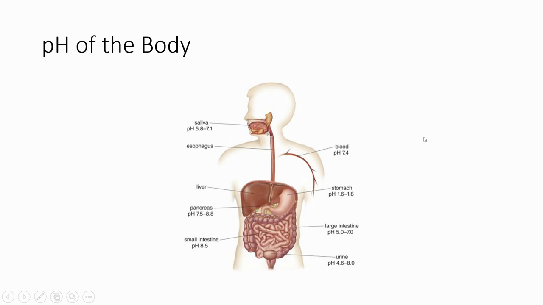And I thought this was kind of an interesting picture to show the different pHs of the different parts of our body. So, like our stomach is quite acidic, very acidic. Most things are pretty close to neutral or acidic. This is probably the most basic. Pancreas can go to 8. So that's kind of interesting.